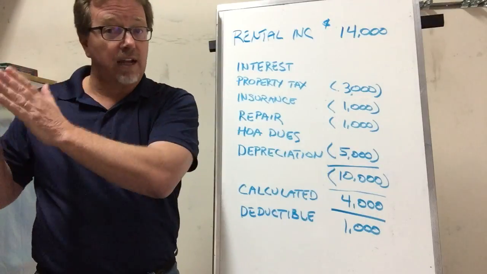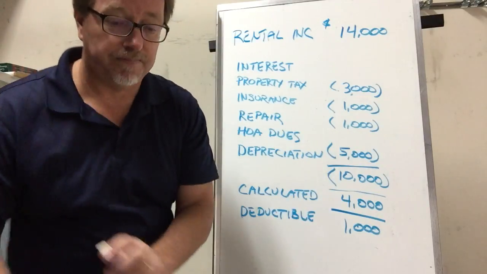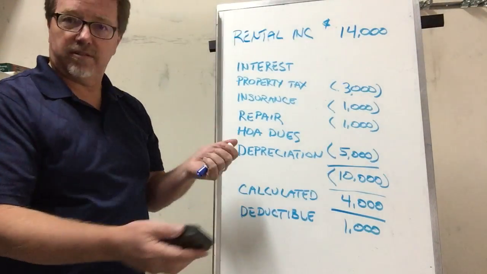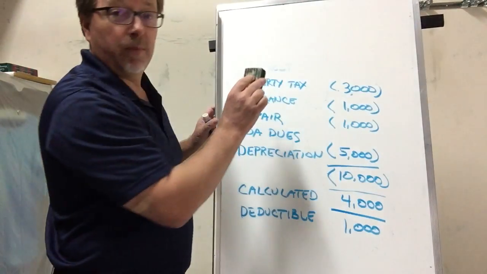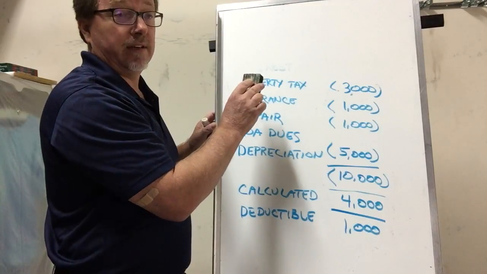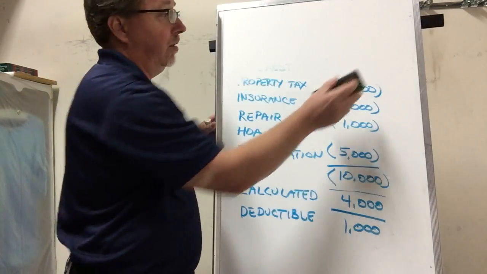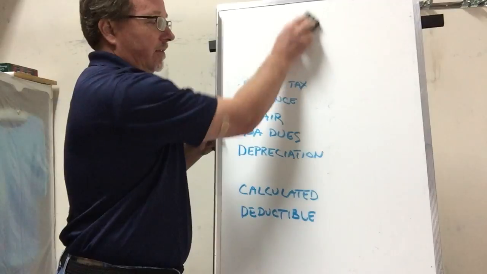So each year is now kind of standing on its own. Okay? But this is how rental properties work. And it's a little bit of a surprise to people, this idea of a calculated and a deductible loss. And they're not always the same.